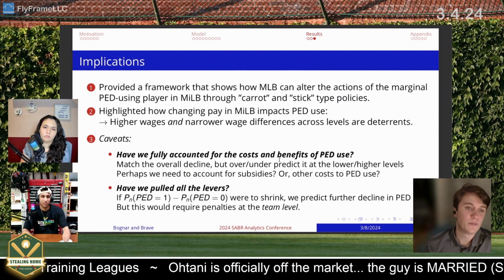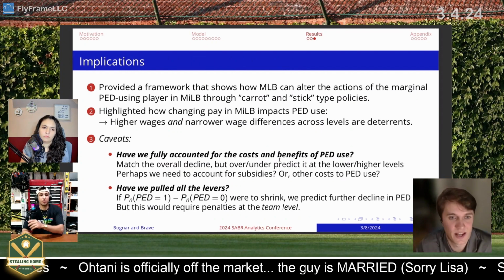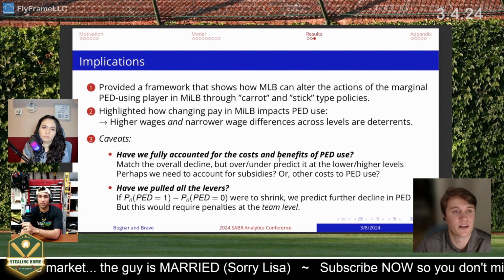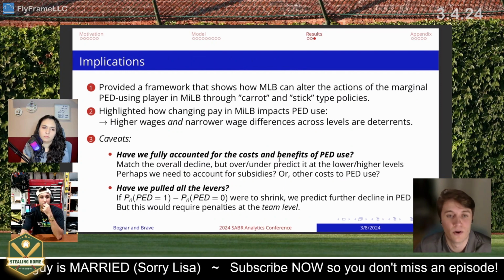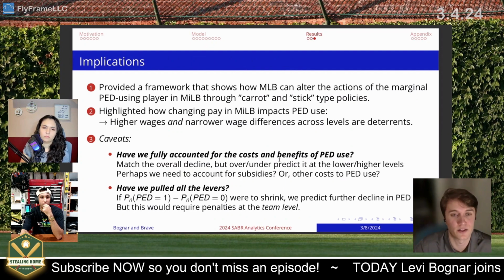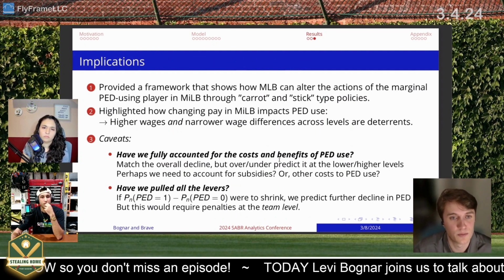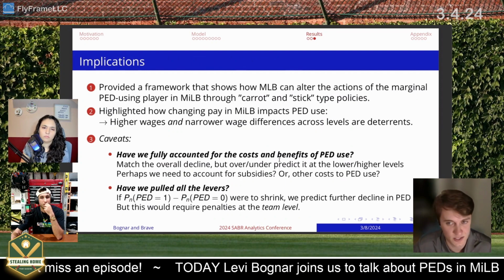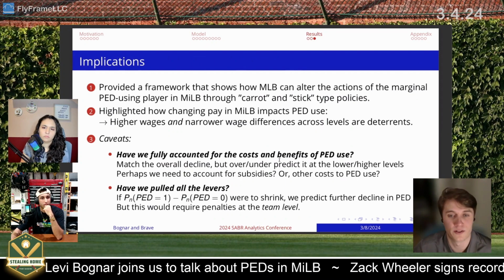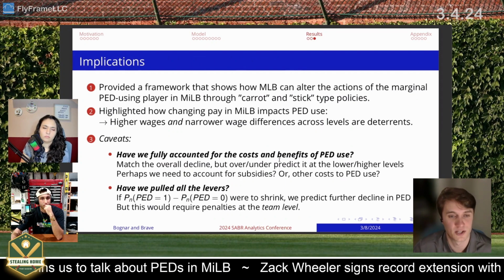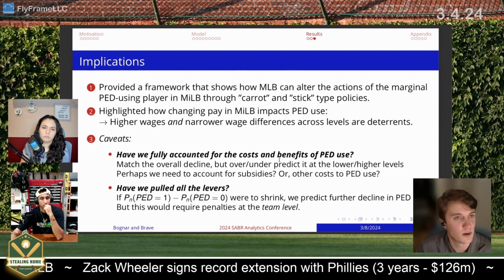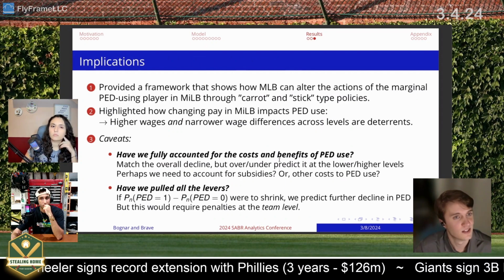And so finally, wrapping up, what have I talked about today and what do I want you to take away from this? I hope you can take away that this framework is really important in understanding and evaluating the benefits and the costs of PED use, particularly through these carrot and stick type policies. And then finally, I want to highlight how important the changes in the wage curve are, particularly higher wages and narrower wages in decreasing PED use. And that's my presentation.